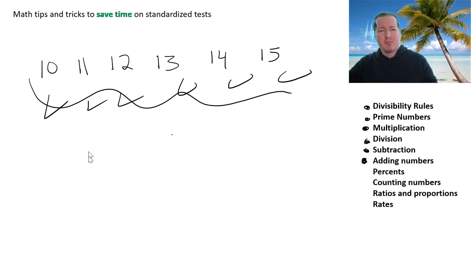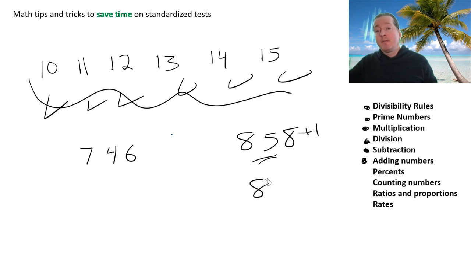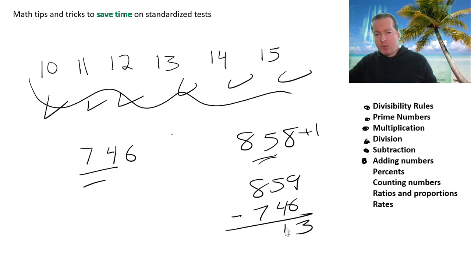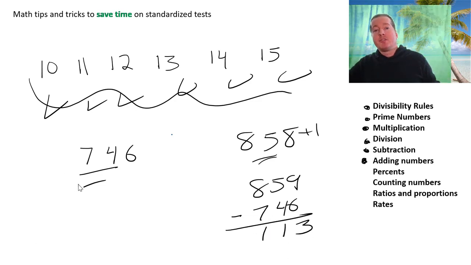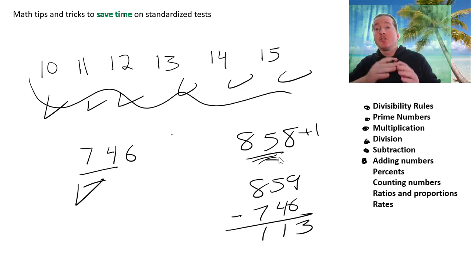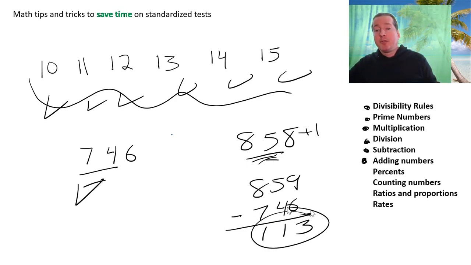How would you figure that out? Suppose you wondered how many numbers there are from 746 to 858. Well, you take the last number, add 1 to it, so 859, and then subtract the number you started with. So it would be 859 minus 746. That's 113. So from 746 to 858 inclusive, there are 113 numbers.